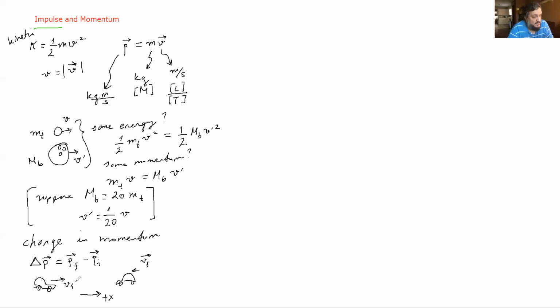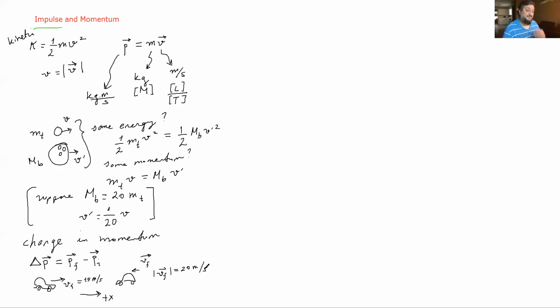And V initial was, let's say, 15 meters per second. Now, Vf, if I just write it like this, like speed, okay, which is just the magnitude of this, let's say is 20 meters per second, okay?